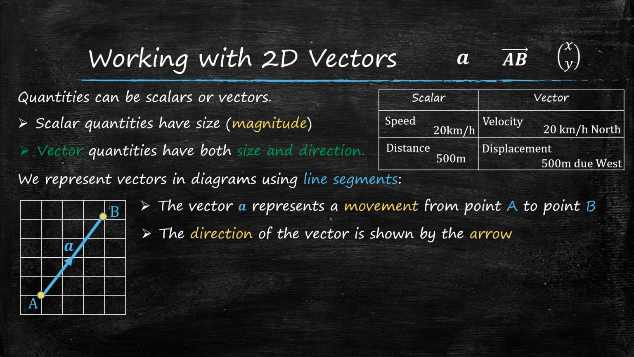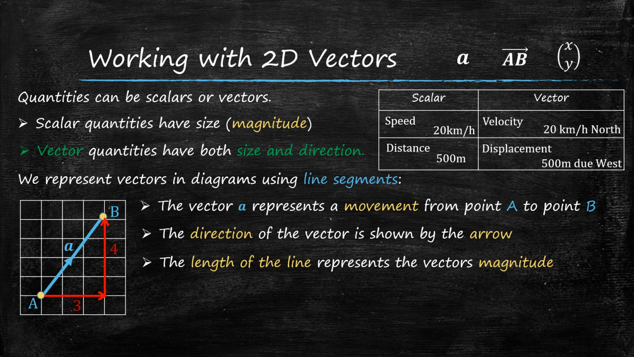to point B. Now we can work out the size of this movement. We can see that we're moving 3 units to the right in this scenario, and then we're moving 4 units up the way. And the length of the line AB represents the vector's magnitude. As we covered in the Pythagoras section of this course, you can see that we have a right angled triangle here, and we can use Pythagoras' theorem to work out the length of line AB, so we can work out the size of the vector. We will be covering that in more detail in a slide that is coming up in this topic.